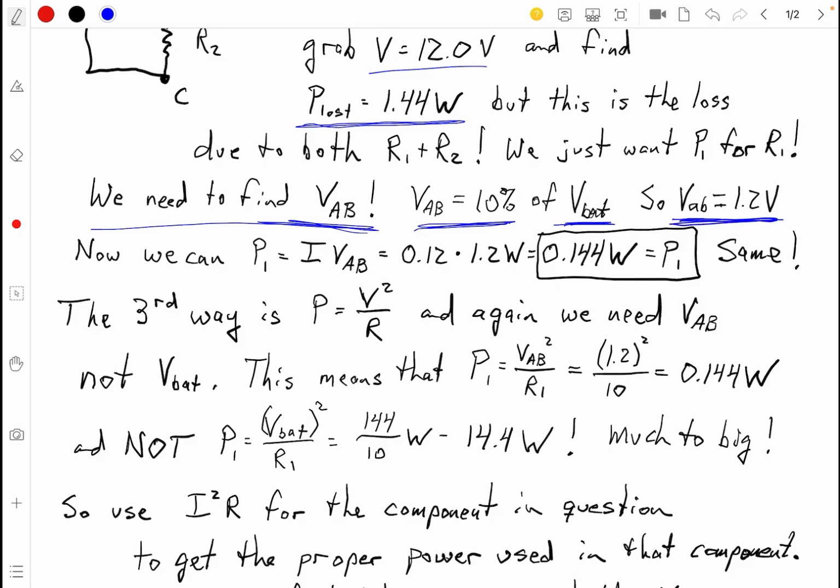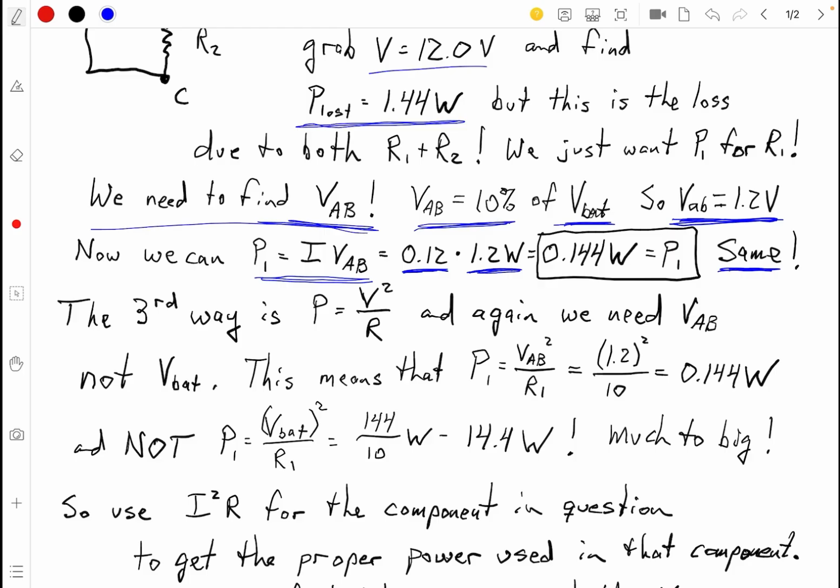That's 0.12. So now we can do this one, right? Now we can use this because we're using the proper voltage, and we can say, oh, well, 0.12 is my current. This is the voltage across my resistor, and now I get the right answer. Okay, that's the right answer.